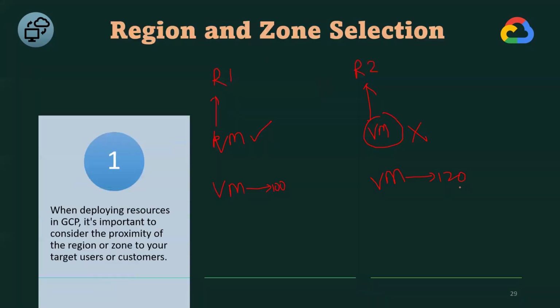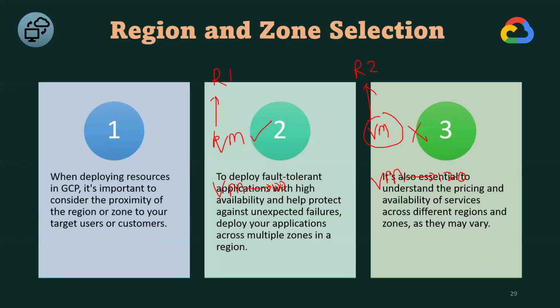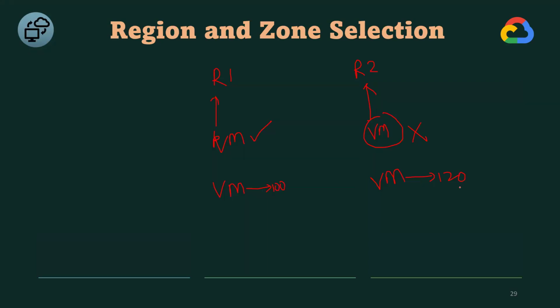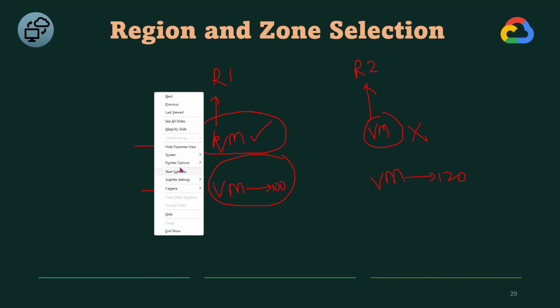That is what your third point says. It is essential to understand the pricing and availability of the resources across different regions and zones as they may vary. We need to understand the availability and pricing both. So it may be available or may not be available. You first select the availability, then you select the cost. Because the cost may vary, and the availability of the resource may also vary. So this is what happens.